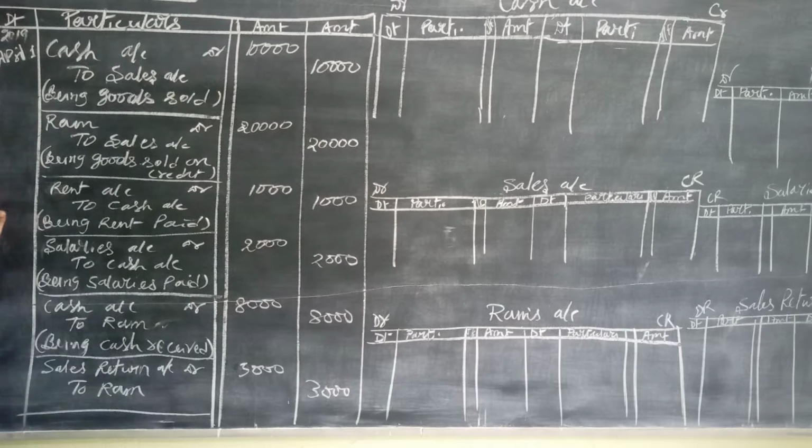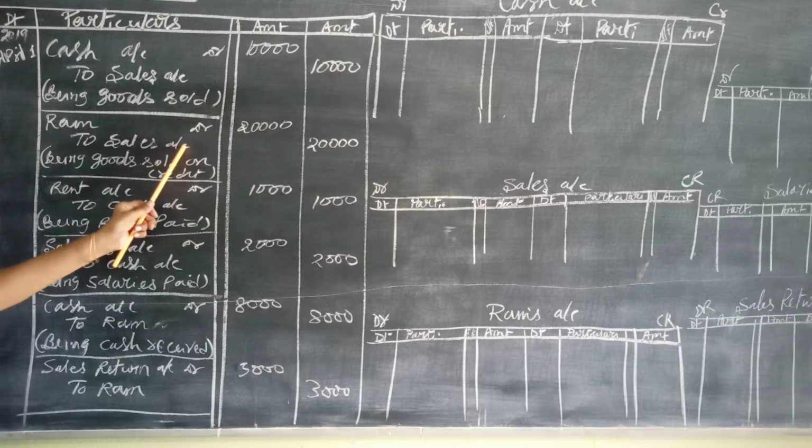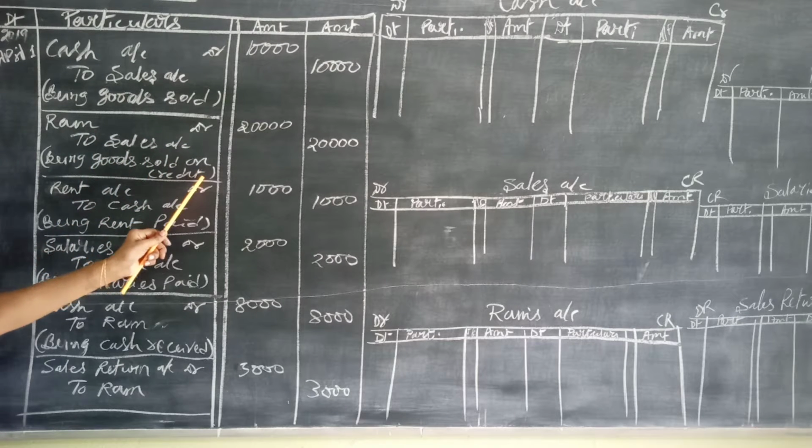Dear children, let us see some more examples. Here a journal is given, and we have to post it to the ledger. Journal entries: cash account debit to sales account, being goods sold. Ram's account debit to sales account, being goods sold on credit.